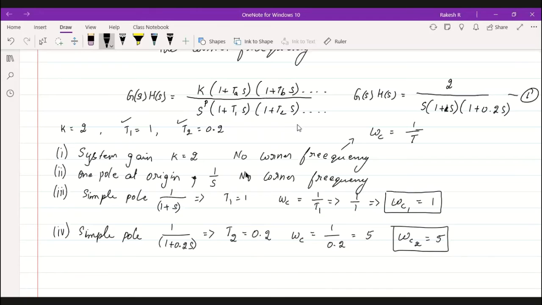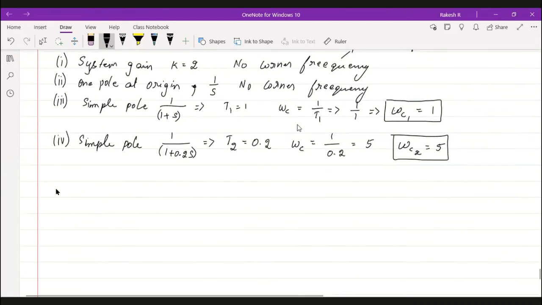Right. So this is how we need to find out the corner frequency for each term. First I have done it for k equal to 2, then the pole at origin, then simple pole 1 and simple pole 2. So we have 4 factors, and for all the 4 factors, we need to find out the corner frequency. Right? Got this one? You can move on to the next step. Any doubts in this? Finding out the corner frequency.